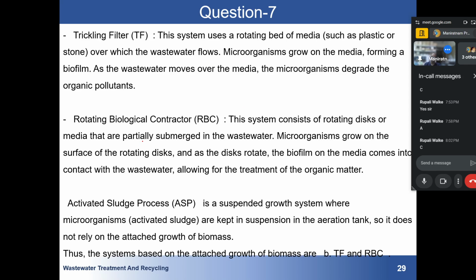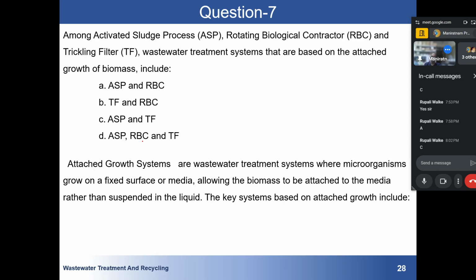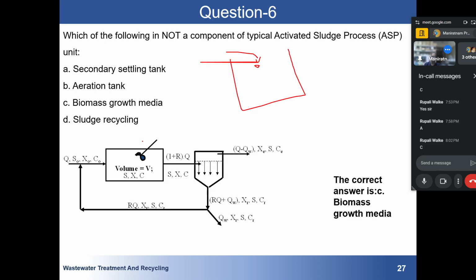So remember, biomass growth media. So yes, the correct answer is C. But just remember that here we have suspended growth. In the ASP process we have suspended biomass; we don't have any kind of media. Where do we have media? We have media in the trickling filter and RBC, that is rotating biological contactor.